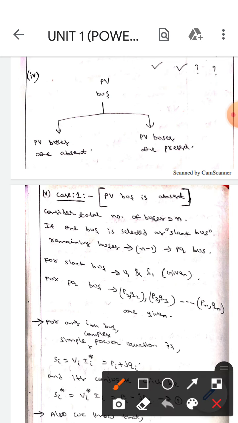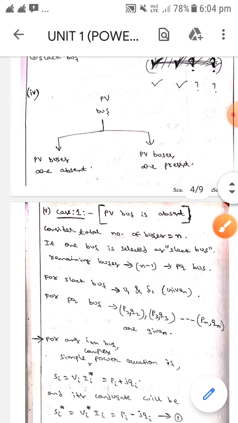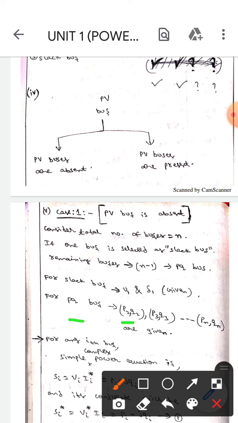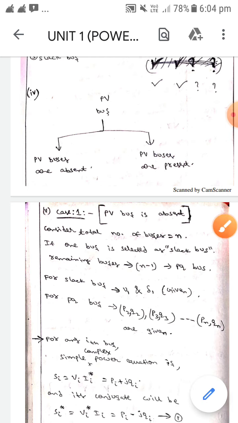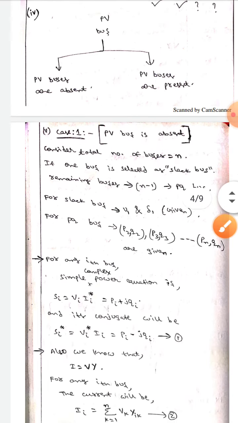For the slack bus, V1 and delta 1 will be given, as I told you before. And for the PQ buses, P2 Q2, P3 Q3, and so on up to Pn Qn will be given. Here we didn't choose P1 Q1 because one bus is the slack bus. The first bus we will take as the slack bus, so we don't consider P1 Q1.